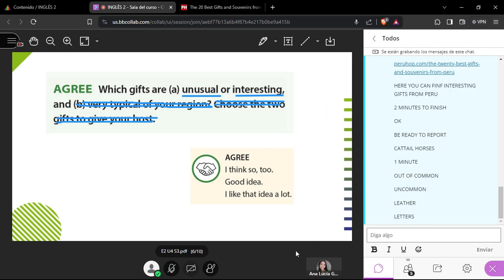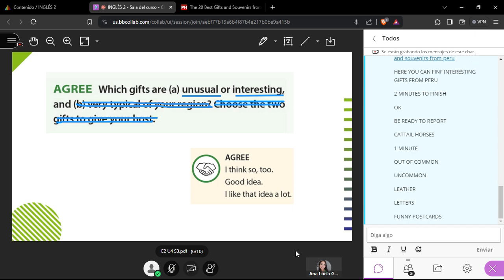Funny postcards from other countries, and then send them through an email box. All right. Yeah. No, funny postcards from our country. Very good, Anne. Brian, what about you? What do you think? Unusual gifts.